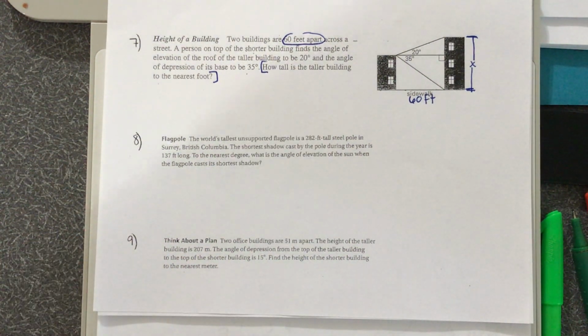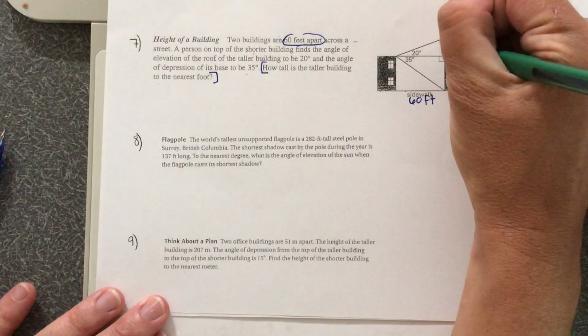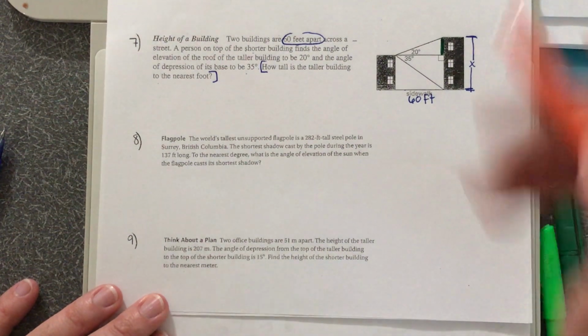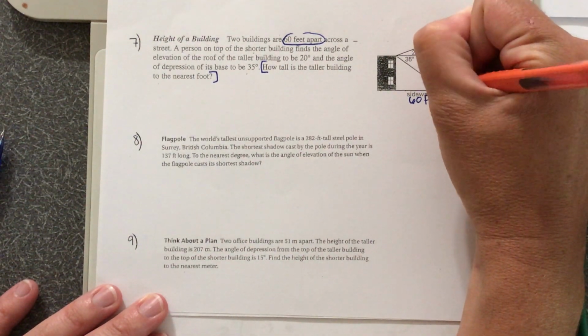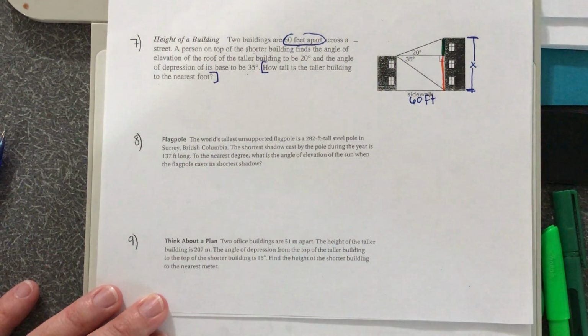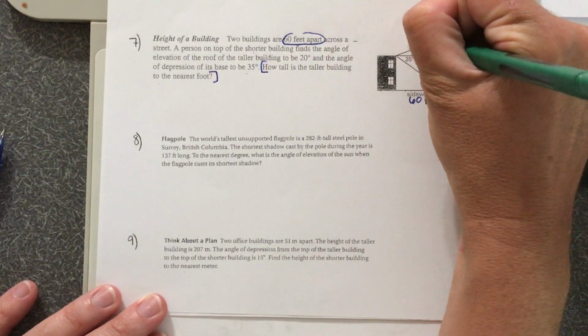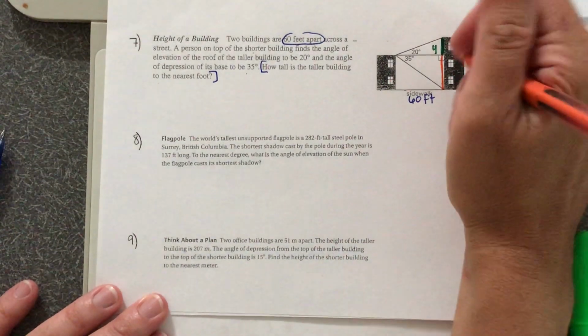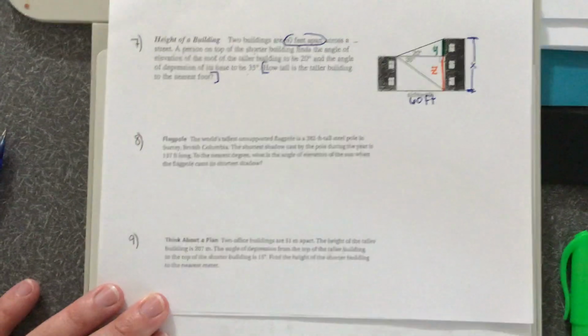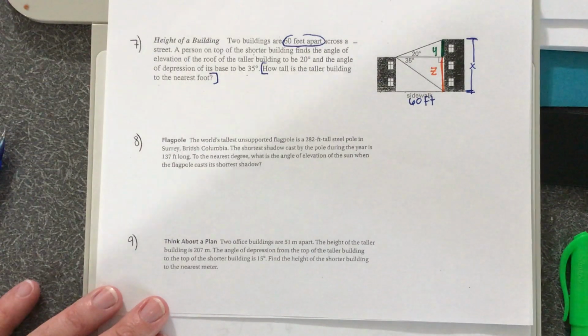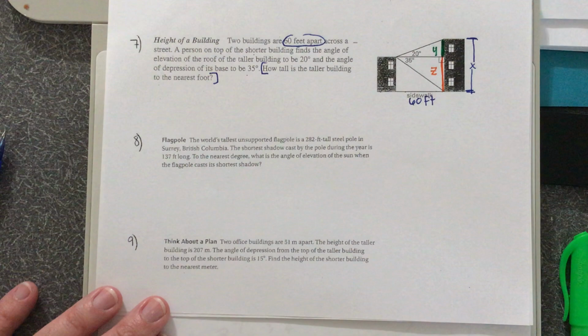Okay, so we want to know how tall the building is. Well, to start with, if we can figure out this height from here to here, and then next find this height here to here, and we put those two together, we'll be able to find X. So I'm going to call the first one Y, and I'm going to call the second one Z. And so I know that Y plus Z is going to equal X. So let's start by finding Y.